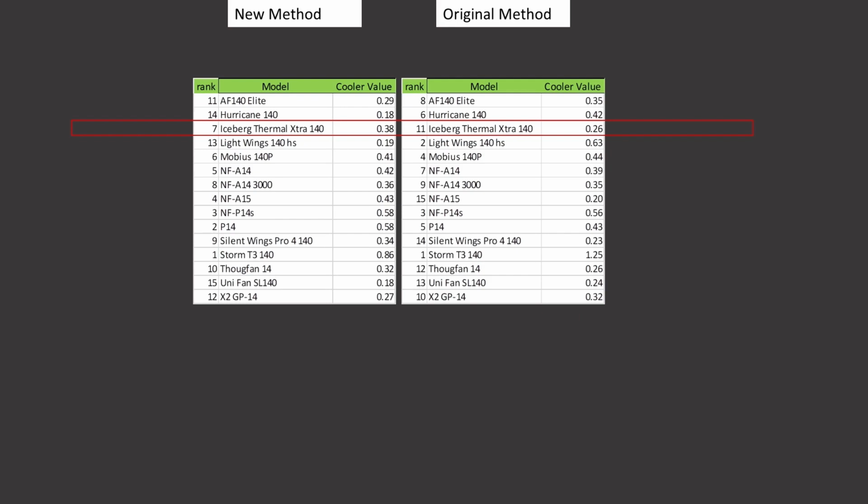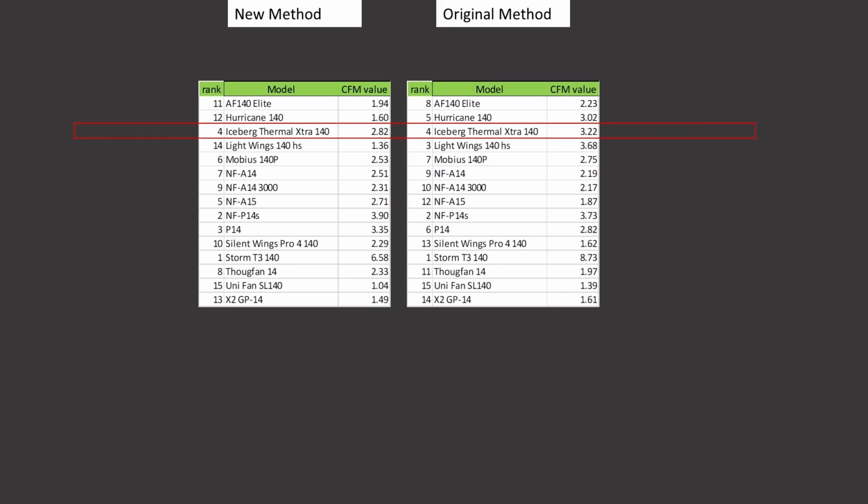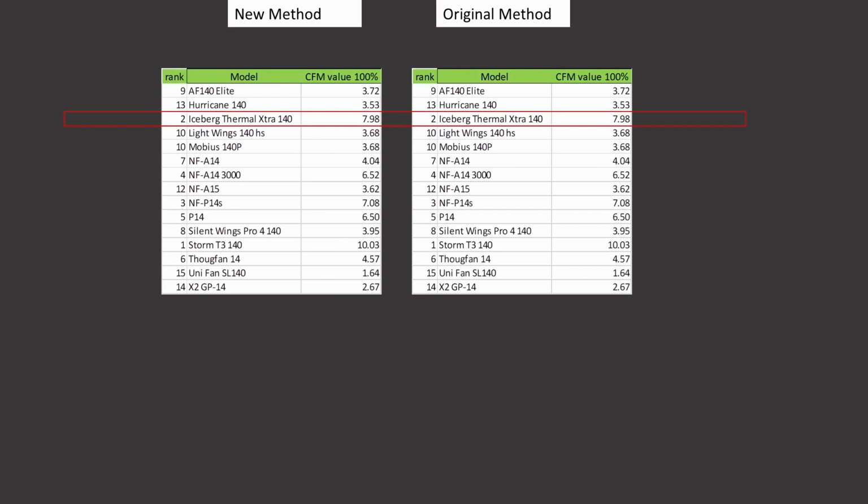In the cooler testing, noise normalized for its value, originally it was ranked 11th, now it's ranked 7th, so relatively speaking, for the 140 millimeter class fan, it's improved in position for its value. For the CPU cooler at 100%, it's ranked 3rd overall. And for CFM testing, originally it was ranked 4th, and in the new testing methodology, it's ranked 4th again for the noise normalized value. At 100% PWM fan signaling, it is ranked 2nd.